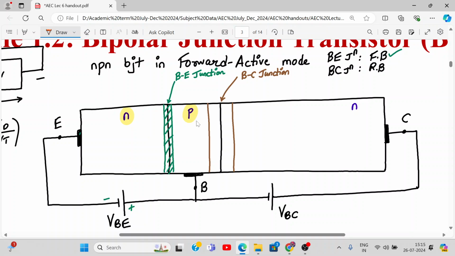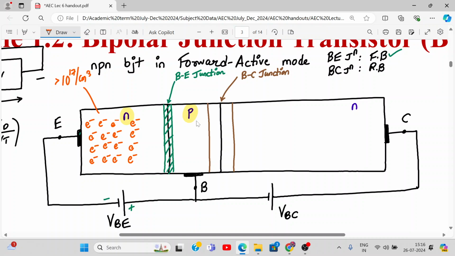This N region is very heavily doped, with a concentration greater than 10 raised to 17 per cubic centimeter. So there are plenty of electrons in this region. It is doped with phosphorus atoms. A phosphorus atom has 5 valence electrons: 4 are shared with the neighboring silicon, and the 5th is free. At room temperature, all the phosphorus atoms are ionized, readily giving the 5th valence electron for conduction. So for every phosphorus atom there is a free electron available. That's why the emitter region is very heavily doped.